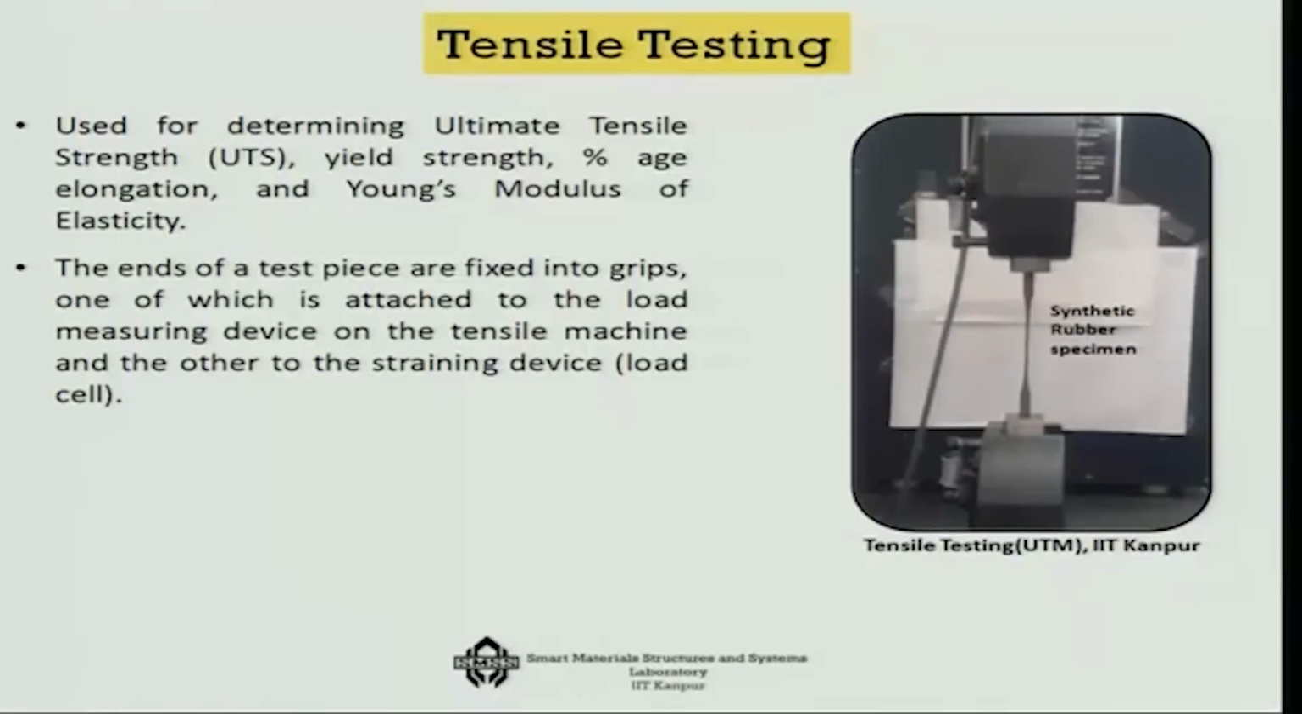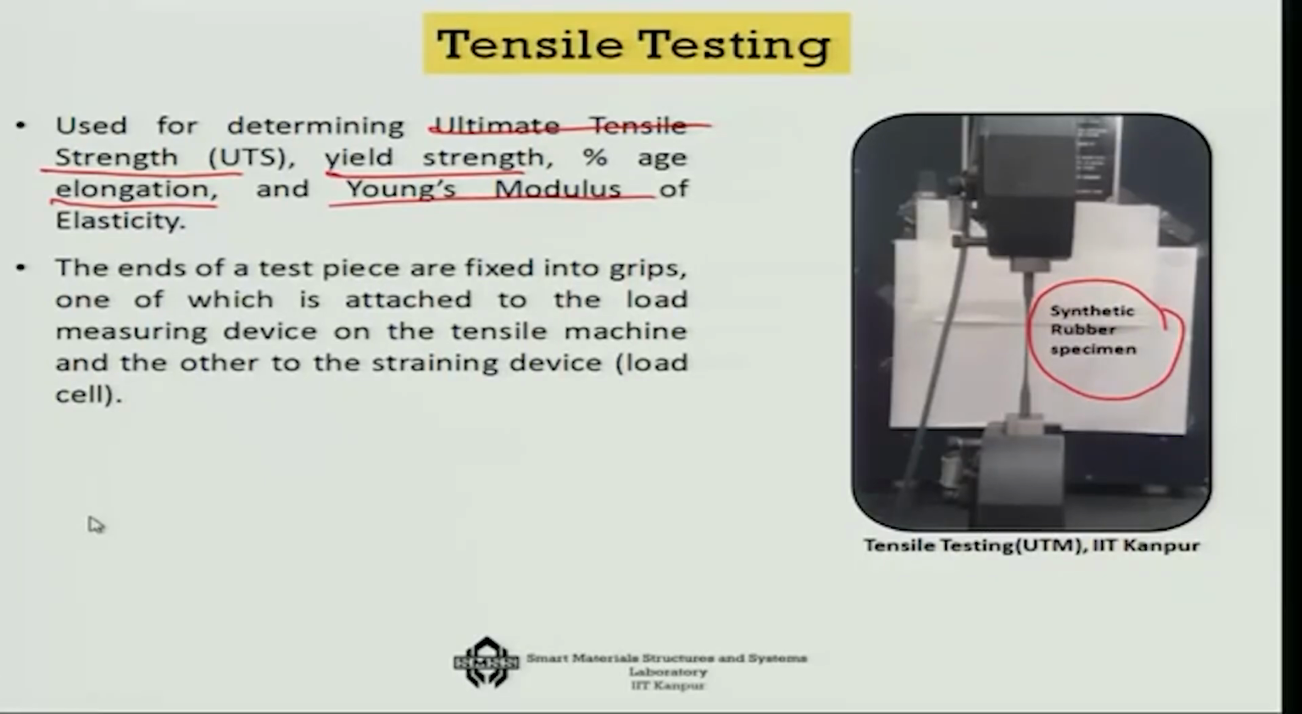In order to measure this property, we use a tensile testing system in a machine which is known as a universal testing machine, in which we find out properties like, for example, ultimate tensile strength, yield strength, percentage elongation, Young's modulus of elasticity, etc. I have just now shown you that in a UTM machine how we can deform the rubber specimen. The same specimen that I have shown you can be used in this case.